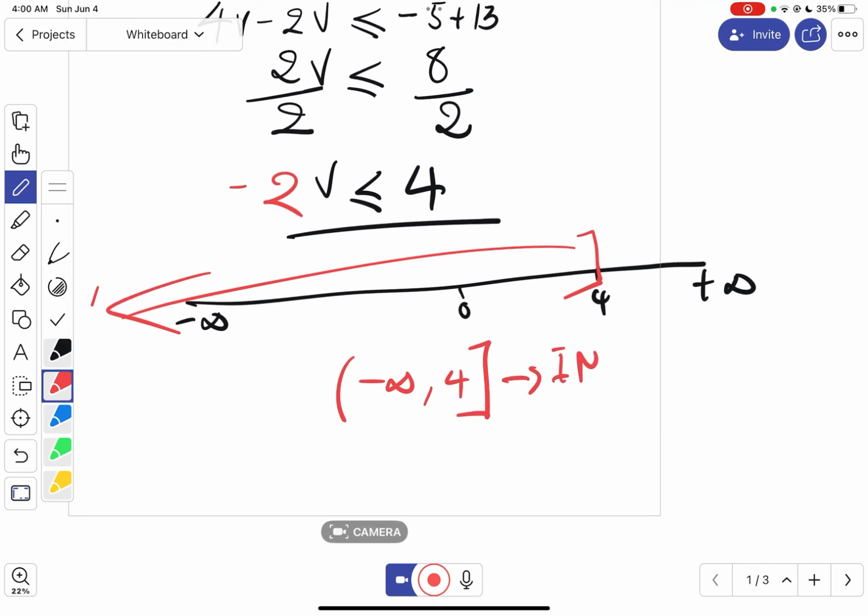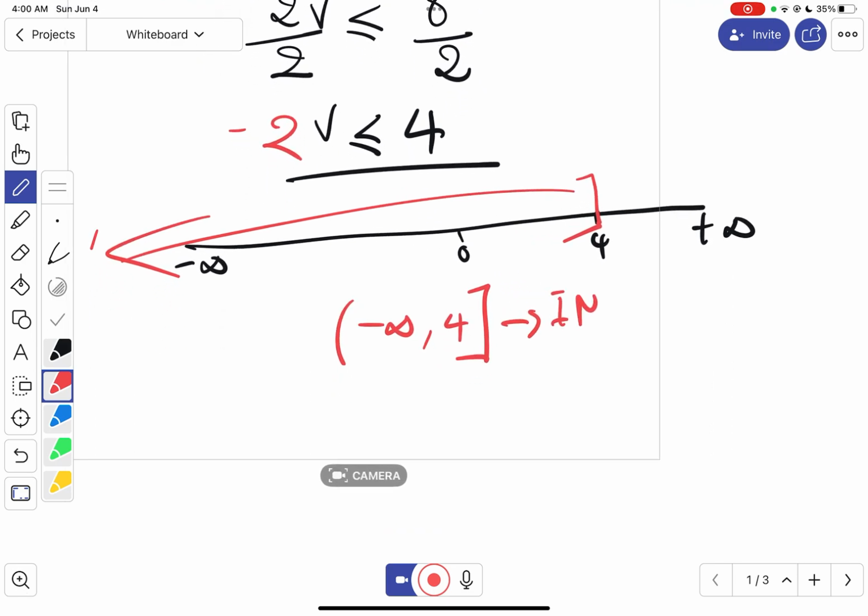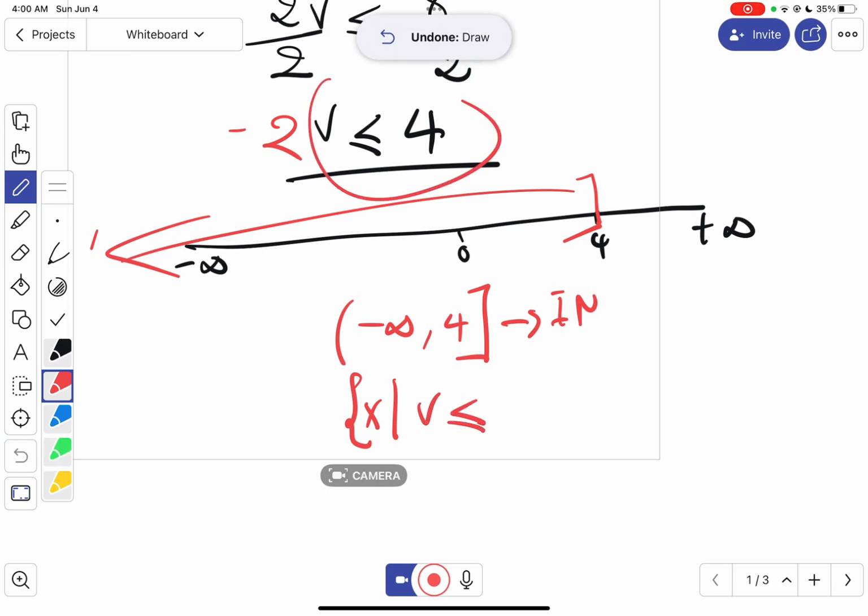If, for example, they ask you to write it using set notation, it's also something easy to do. You put your brackets, x, such that, and you copy and paste the exact inequality that you have: v less than or equal to 4. And that's set notation.